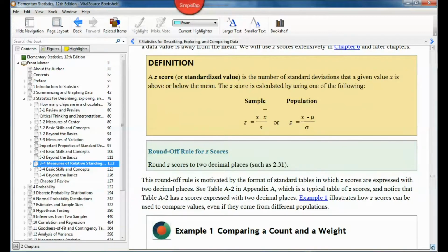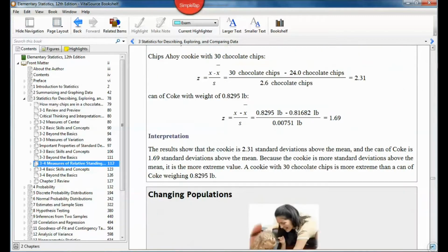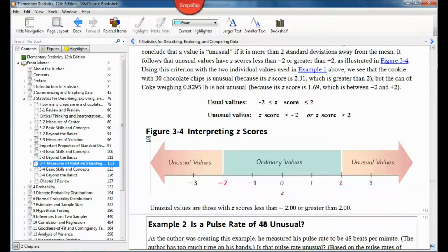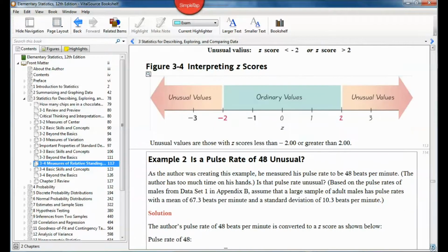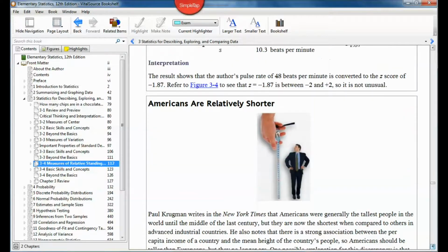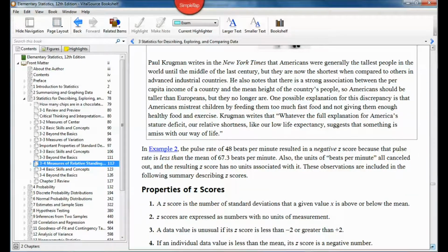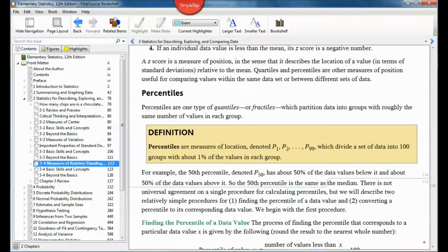Now let's look at percentiles. If you think back to taking standardized tests, whether it was the ACT or some type of standardized test in high school, a lot of times when you get your results, you'll see maybe you scored in the 20th percentile or the 80th percentile. What does that mean? Well, percentiles are measures of location, denoted P1, P2, all the way to P99, which divide a set of data into 100 groups with about 1% of the values in each group.